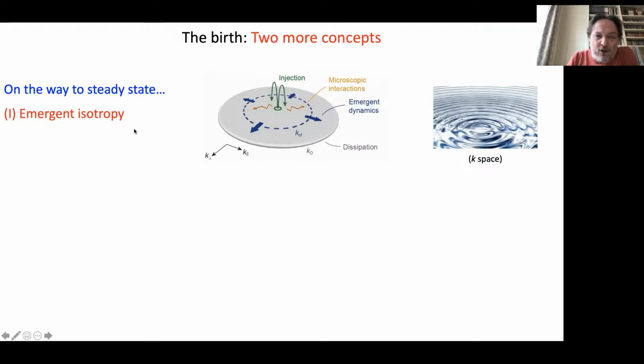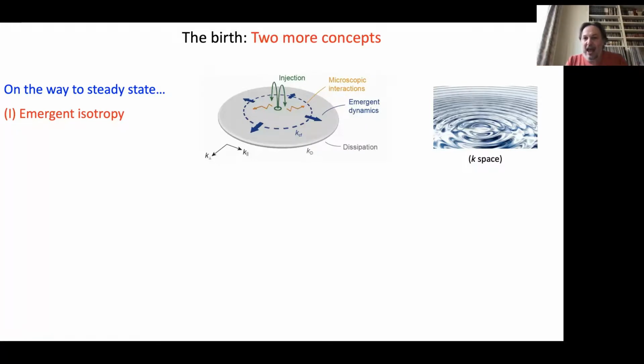So the first concept in the emergence of turbulence is emergent isotropy, which means that generically you will pump energy into the system in some anisotropic way. In our case, this would be obvious, but in general systems, it will generally not be isotropic. But then, at least under some conditions, whatever the microscopic interactions are, which are also not local in k-space in general, certainly they're not for our Bose gas, beyond some sufficiently large k, here in blue, you're supposed to see some emergent dynamics which are isotropic and local in k-space.